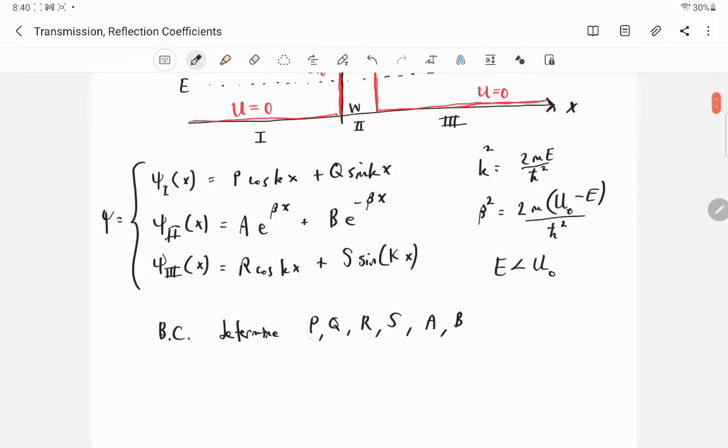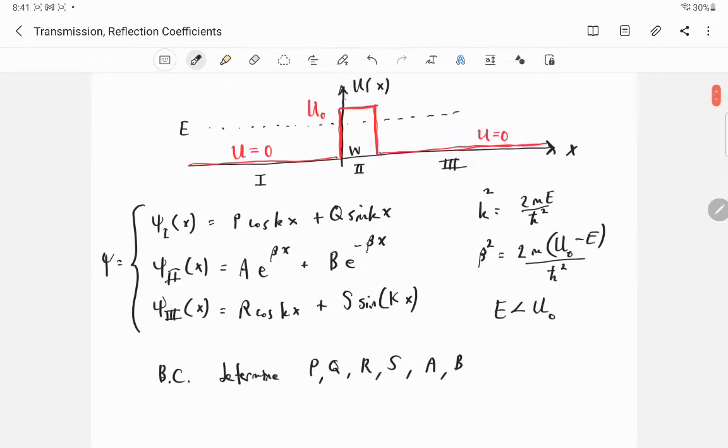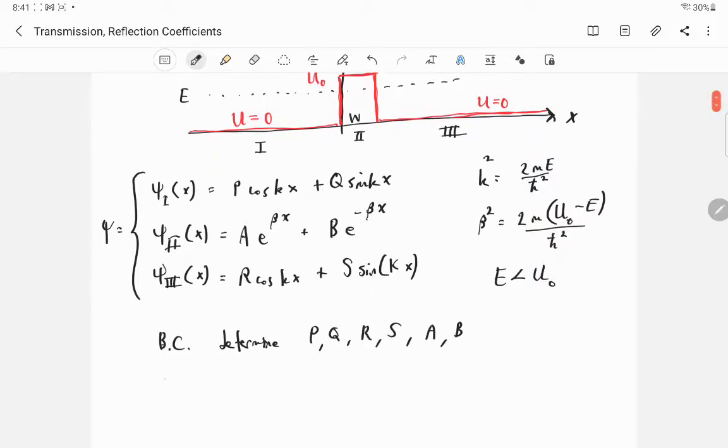But you can use boundary conditions. There's a continuity boundary condition at each boundary, and there's a continuity of the first derivative boundary condition at each boundary. And then there is normalization, but for reasons, if you think about it, you can figure out why, this is actually not normalizable.